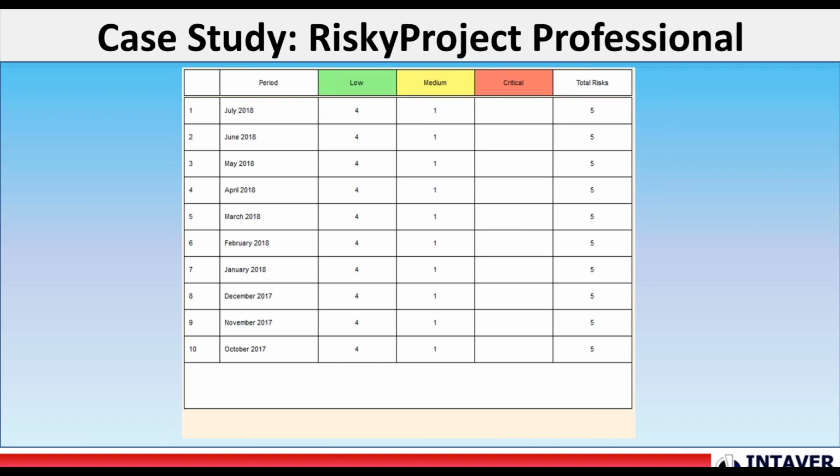And a similar look, but in a grid view, is called the risk history. And again, it shows us over a certain number of months or periods how many risks have been in the system, what their ranking was.